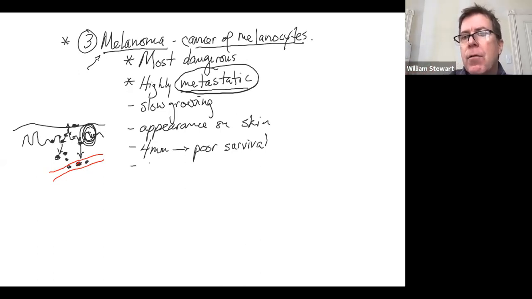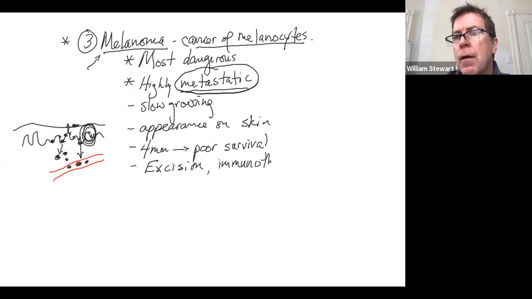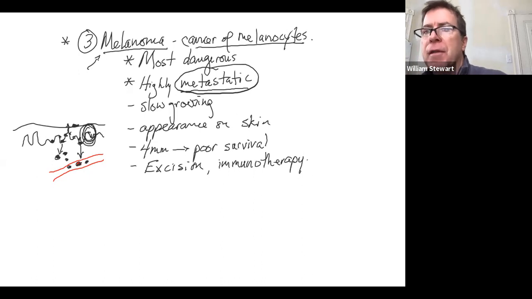Treatment of this, of course, is excision, especially at early stages. We just want to cut it out. So excision is always the preferred and best treatment, but also in this case, immunotherapy has turned out to be a great therapy for this type of cancer.